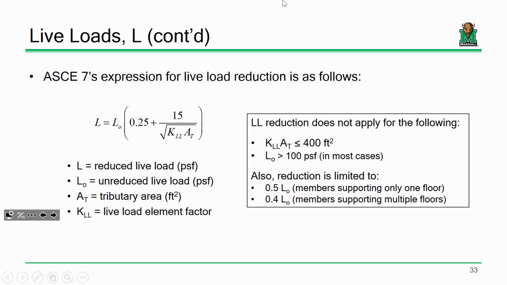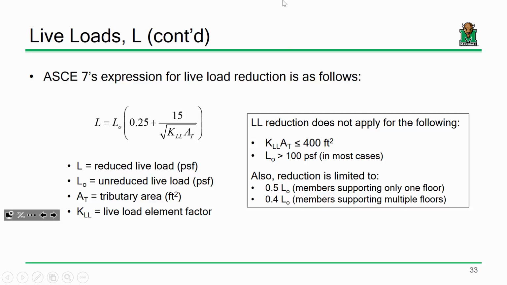Now, it's a function of two things. The tributary area, which by now we should know how to compute, right? So the length divided by that halfway between each adjacent element. That's pretty simple. And then the live load element factor. We'll talk about the live load element factor here in a second. But there are a few provisions to go along with that.